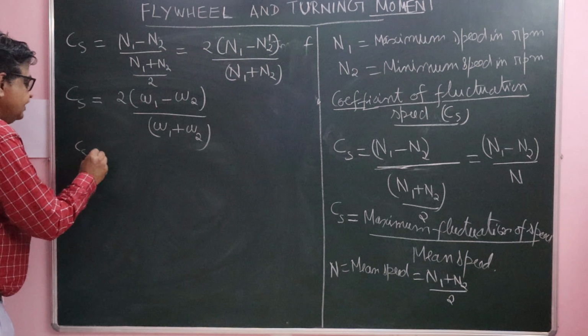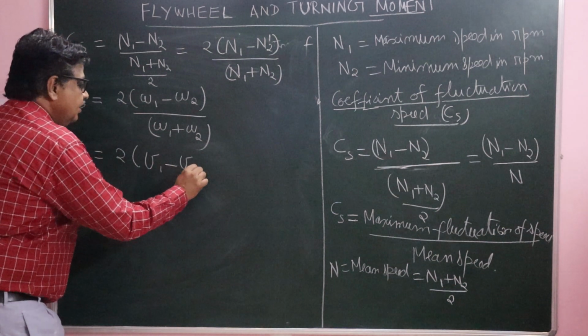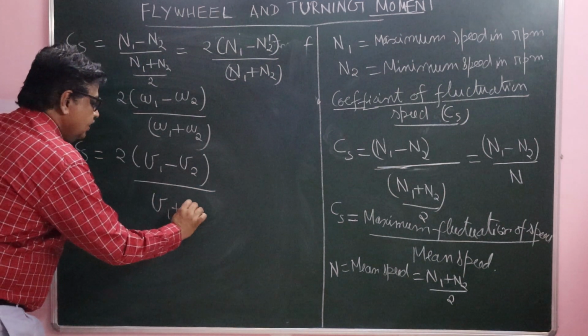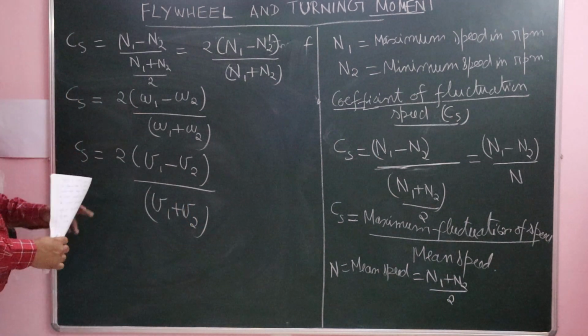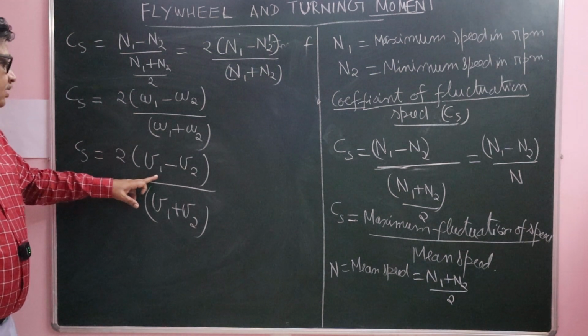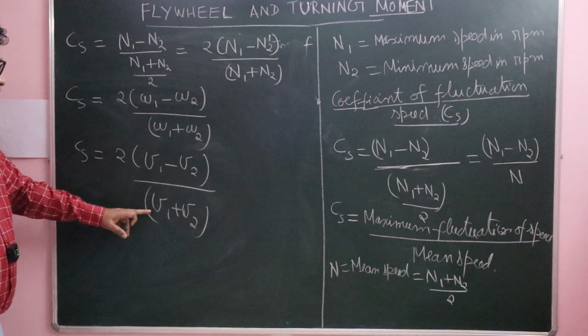You can also write like this, CS is equal to 2 into (V1 minus V2) divided by (V1 plus V2), where V1 is the tangential velocity of the flywheel at maximum speed. V2 is the tangential velocity of the flywheel at minimum speed.